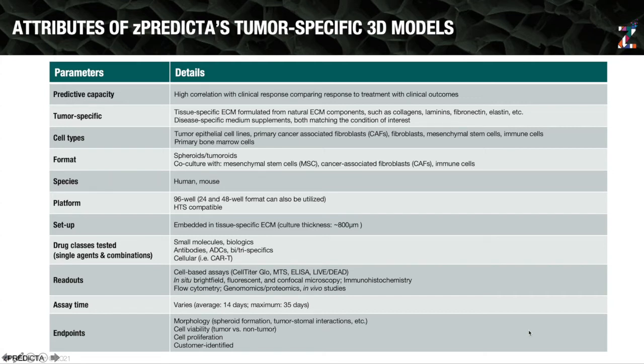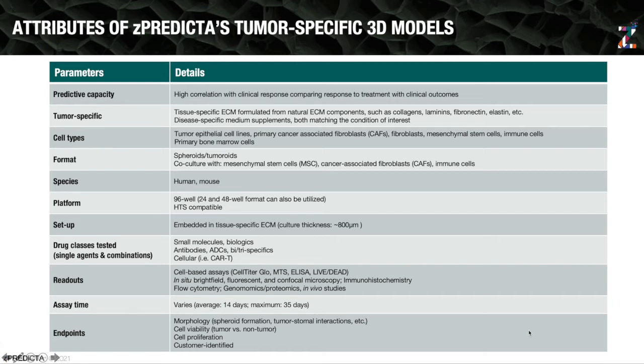You can culture multiple cell types in these systems. We've done anything from epithelial cell lines to primary bone marrow cells and anything in between. The format, it is really dependent on the cells that are grown in. There's spheroids that can form, or we can do co-cultures with mesenchymal stem cells, cancer-associated fibroblasts, immune cells. Some cells form spheroids, some cells form network-like structures, stellate structures, so it really is inherent to the system. We worked with both mouse and human species.